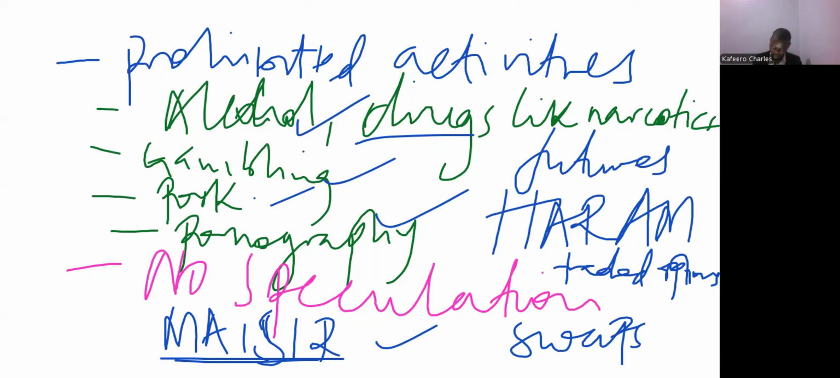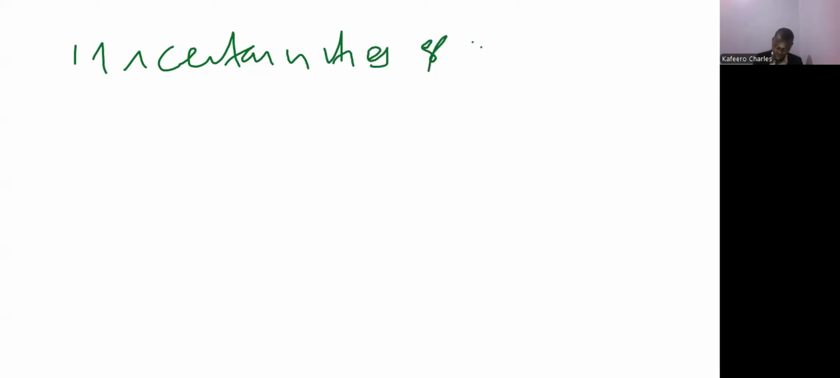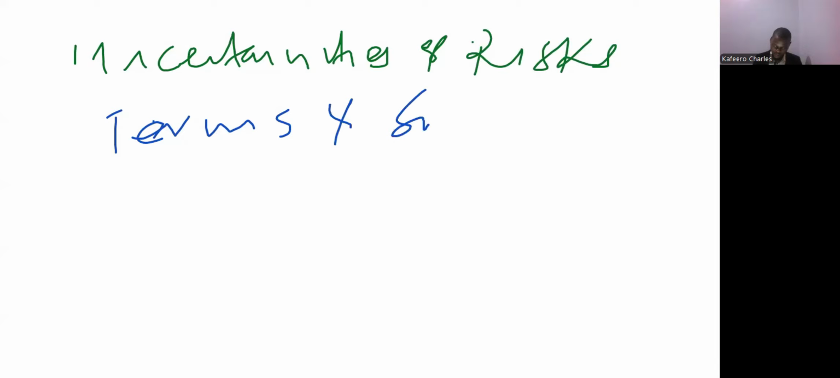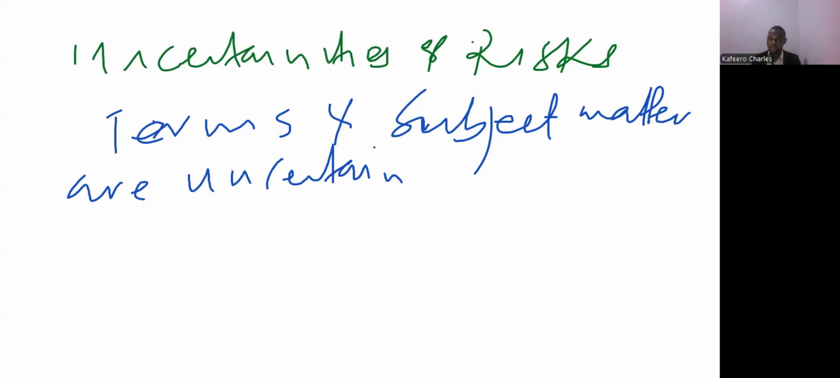Then we look at the other principle: uncertainties and risks. The rule of Islamic finance bans participation in contracts where the terms and the subject matter are uncertain. They tell you we sign a contract, maybe we expect that we are going to win. You bet.